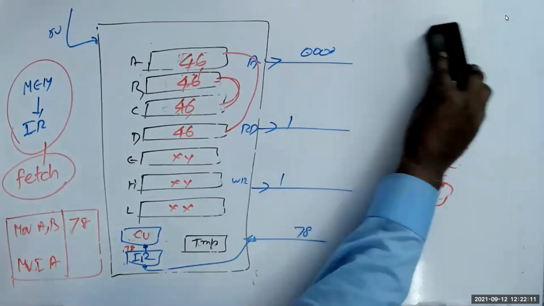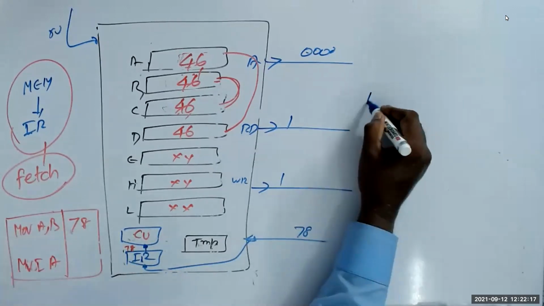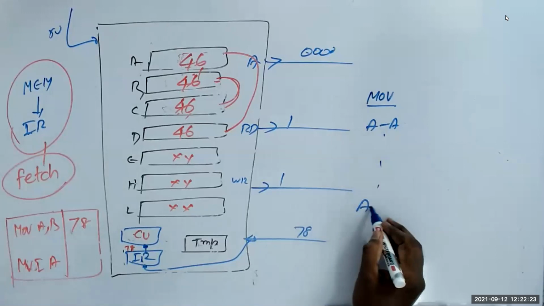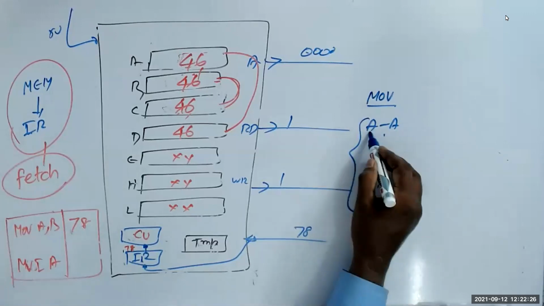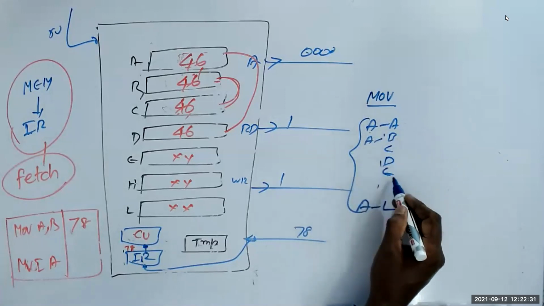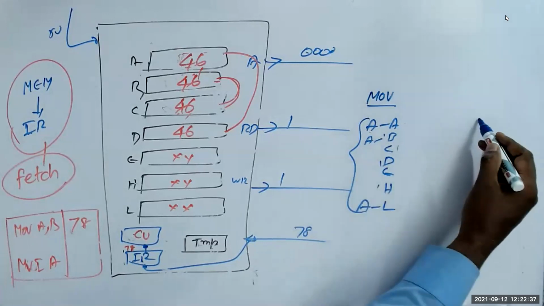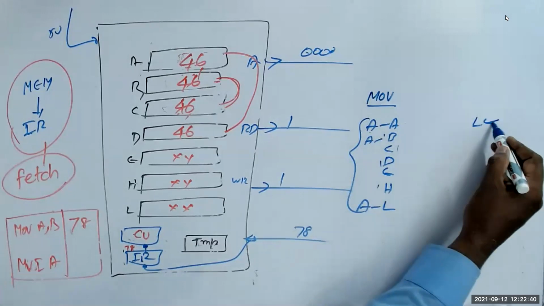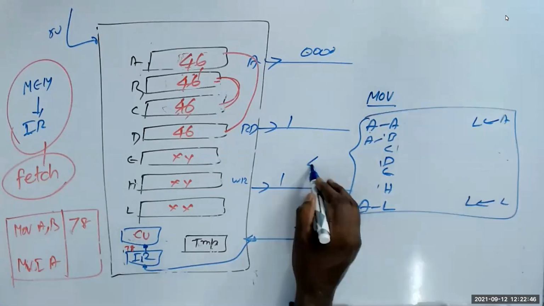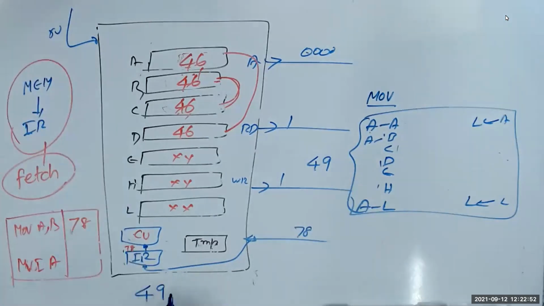Now, we have discussed move: A to A, A to L, about 7. B to A, C, D, E, H, L, 7. And like that, finally L to A, up to L to L. So the move instruction count is about 49. Now 49, you write here.